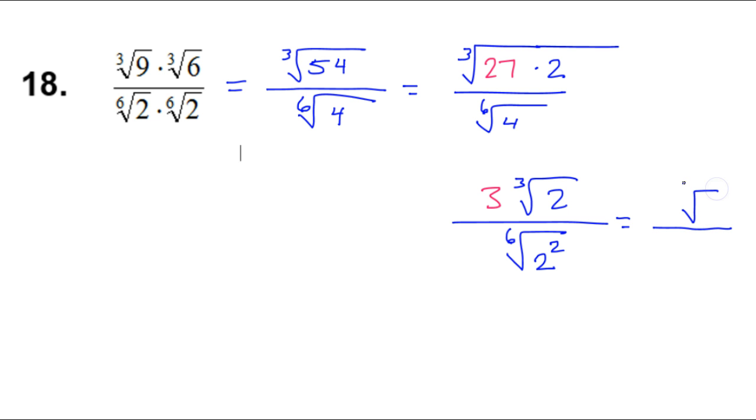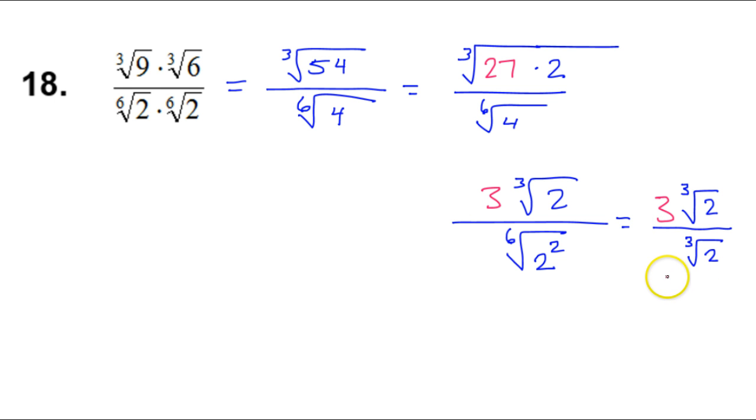Alright, so I'm going to keep my cube root of 2. I'm going to reduce these, so that's going to make the cube root of 2. 6 divided by 2 is 3. 2 divided by 2 is 1. I don't need to put the 1. And of course, we still have this 3 that's still sitting out front.